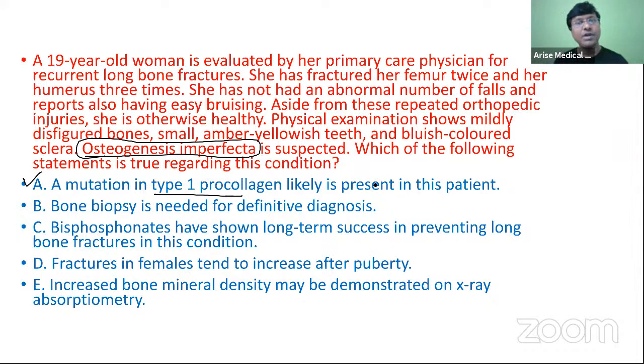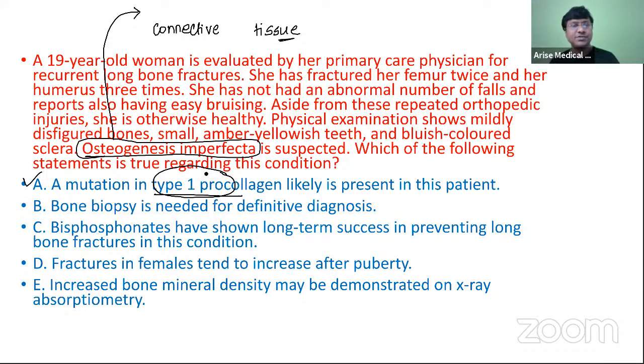So now what is this osteogenesis imperfecta? Osteogenesis imperfecta is a disorder of the connective tissue. So in this patient, what exactly happens? In this patient, there will be a mutation in type 1 procollagen.